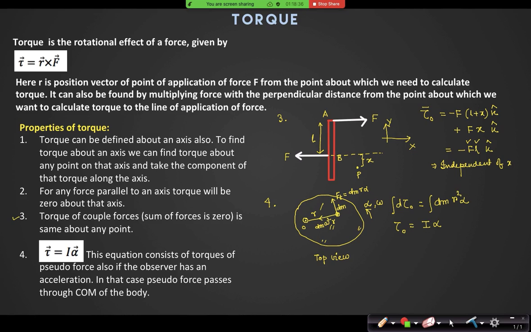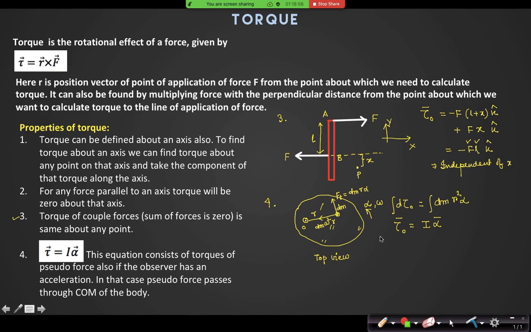But this is not a vector relation, no? Yes, it is a vector relation. Alpha and torque have the same direction. I have taken this direction; if alpha was opposite, then the torque would also be in the opposite direction.